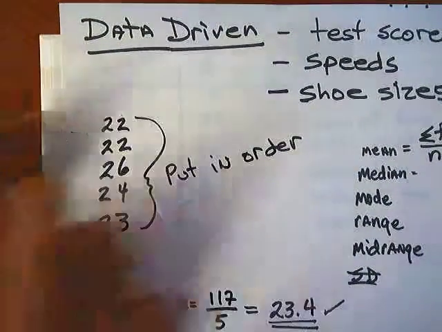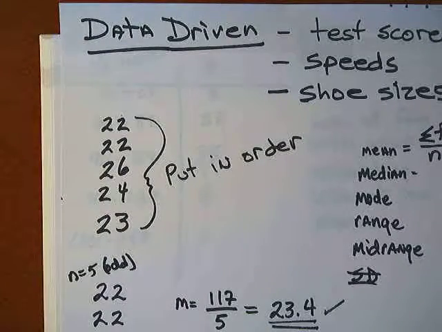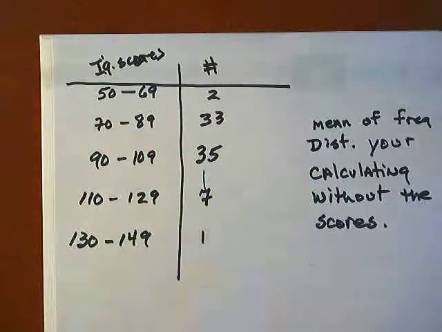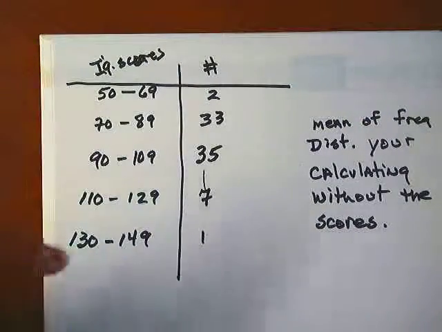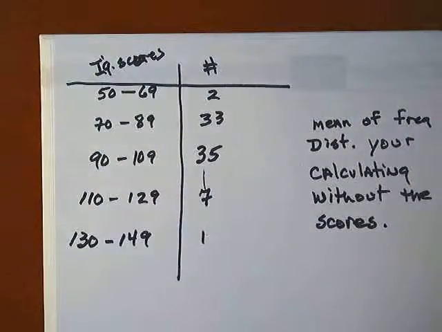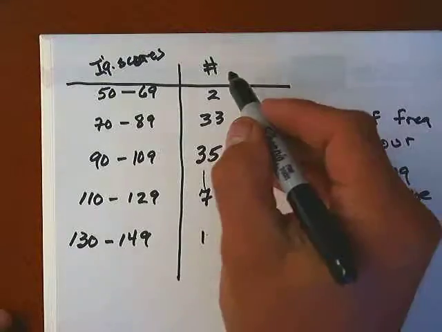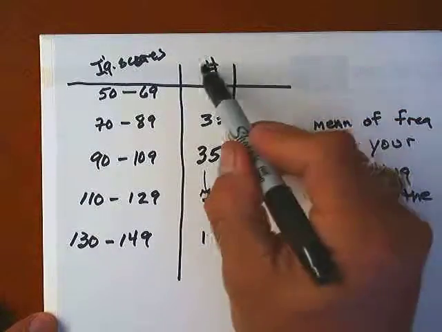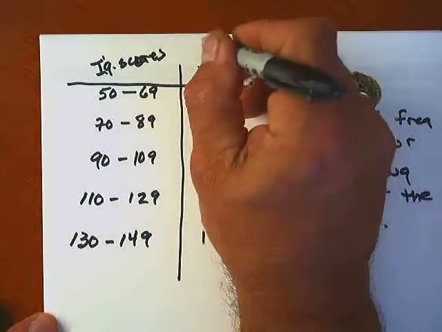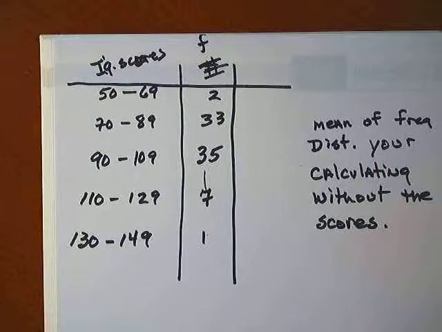That's basically what you're doing, because you have the number of people that took the test, but you don't have the scores each one of them made. In the previous example, you had these scores. This is data driven. Data driven is test scores. This is a frequency distribution, which counts the number of A's, B's, and C's, or counts the number of scores that are there.